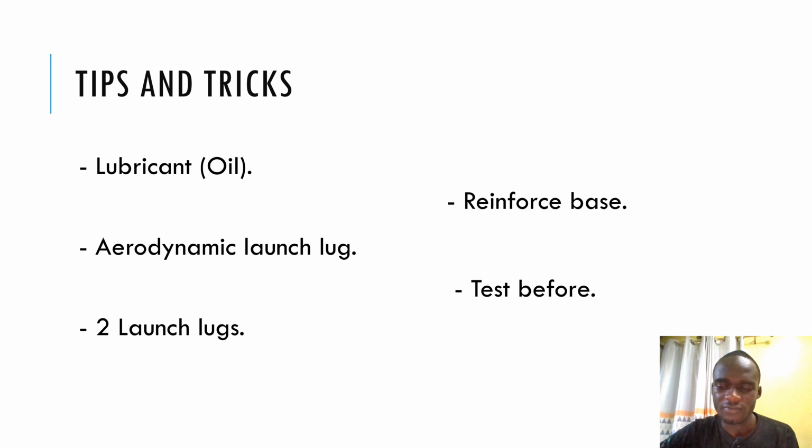So, some few tips and tricks. First, you need to lubricate your launch rail before every launch and even as you store it to prevent rust. Then it's not written here, but you need to have it clean at all times. Then also you need to have an aerodynamic launch lug because it's going to fly with the rocket throughout the flight. Also, as I mentioned, two launch lugs is optimum, a good idea because it offers more stability.